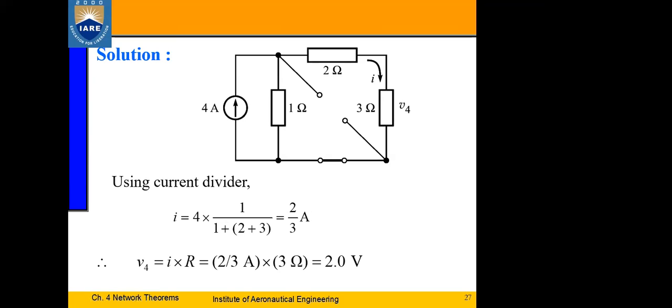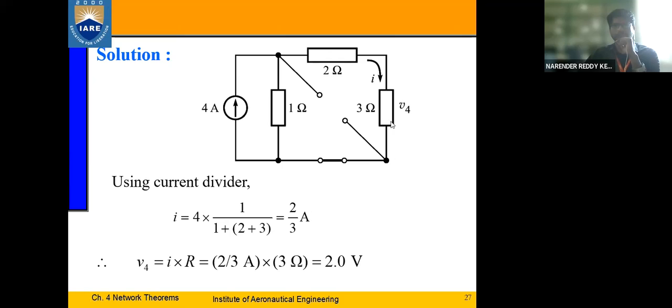So we are interested in finding the voltage drop across the 3 ohms resistor. The current flowing through the resistor is known because these two are connected in series, so the current flowing through them will be the same. The total current is 2 by 3 amperes flowing through these two resistors. Multiplying the current and the resistance, we get the voltage as 2 volts. Right? This is case 1.